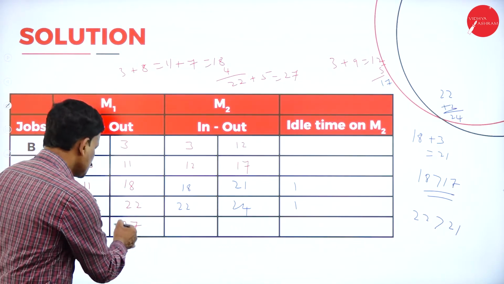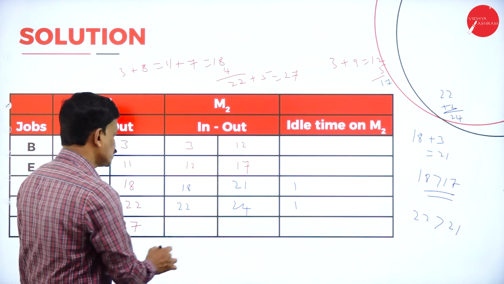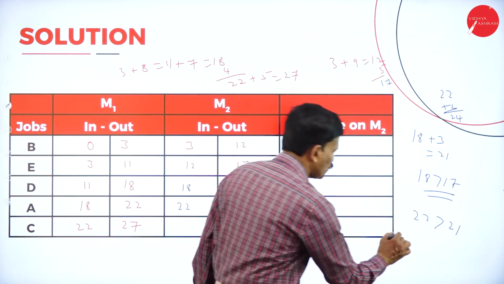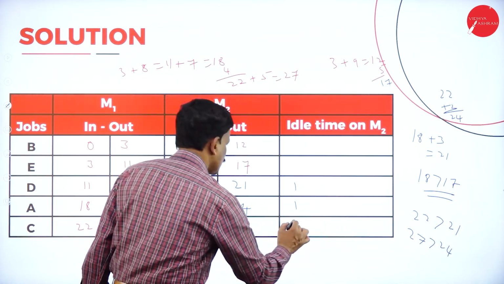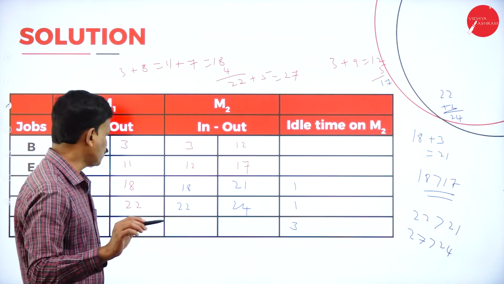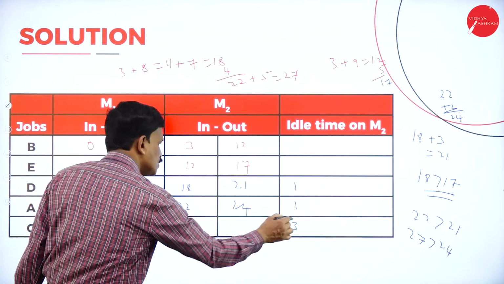Okay. This is 27. The out time is 27, whereas the in time for this is 24. Since 27 is greater than 24, this machine has to wait for 3 more hours. 24, 25, 26, 27. So the idle time is 3 hours here.